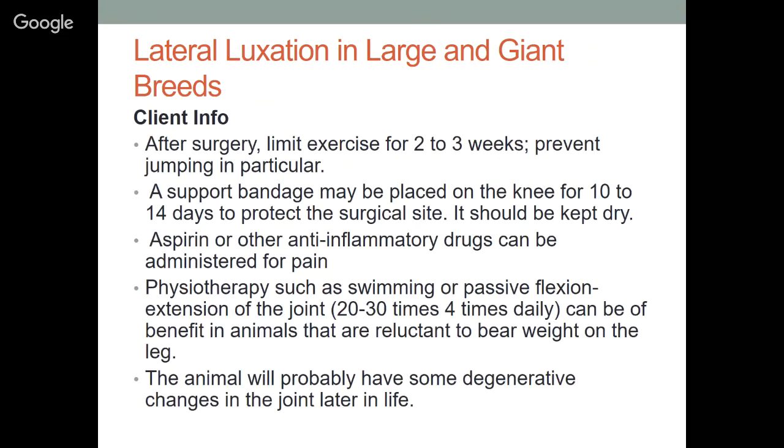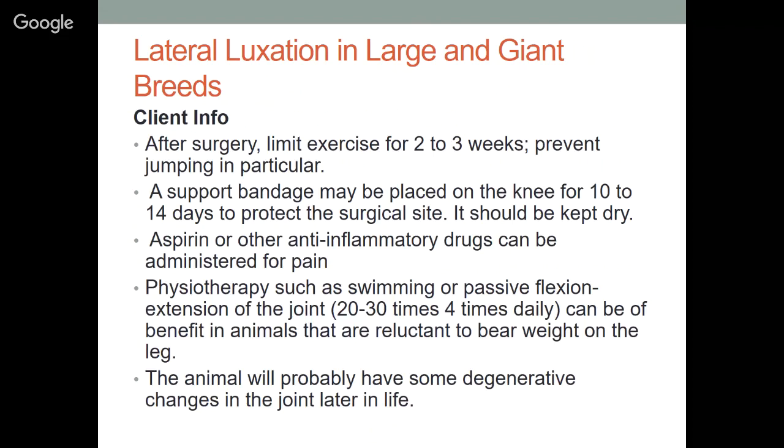After surgery, we just want to limit the exercise for 2 to 3 weeks. We want to prevent jumping in particular. We may have to put a support bandage on the knee for 10 to 14 days just to protect the surgical site, and we want to keep that dry. Aspirin or other anti-inflammatory drugs can be administered for pain. Physiotherapy such as swimming or passive flexion and extension of the joint 20 to 30 times, 4 times daily, can be beneficial to animals if they're reluctant to bear weight on the leg.